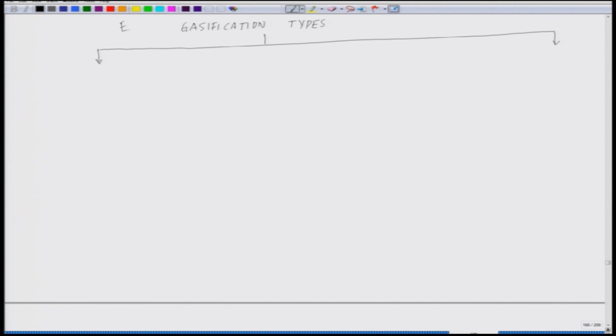So, the most commonly used is fixed bed gasifiers. Second one is fluidized bed. The third one is entrained suspension gasifier.